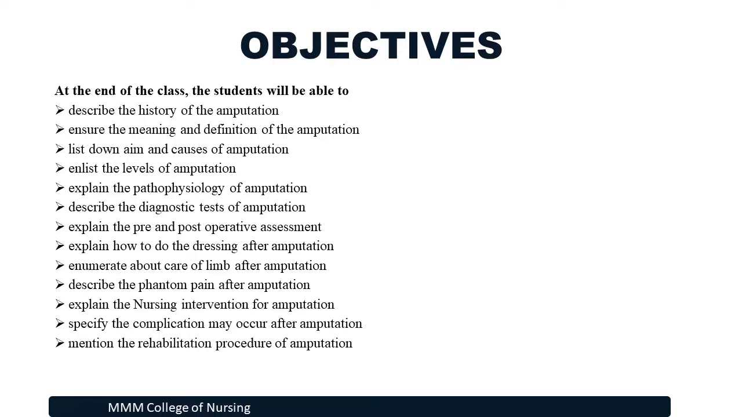explain how to do the dressing after amputation, enumerate the care of the limb after amputation, describe the phantom pain after amputation, explain the nursing interventions for amputation, specify the complications that may occur after amputation, and mention the rehabilitation procedure of amputation.